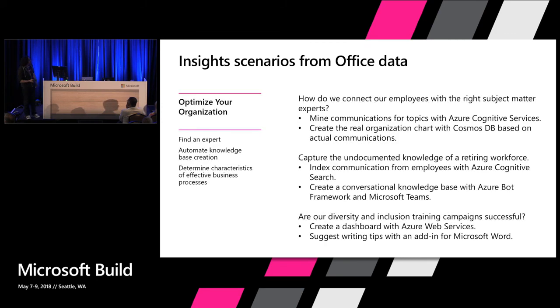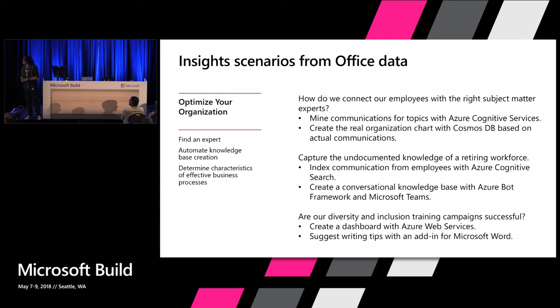Optimize your organization. There's lots of scenarios in this space. How do we connect employees with the right subject matter experts? We saw a little bit of this with Harmony, but also taking into account which users are experts on this topic. You can mine the conversations with topics with Azure Cognitive Services and use the topic extraction. You can create the real organization chart by creating a graph in Cosmos DB. So this is the org chart, not that your HR system represents, but who is actually communicating with each other.